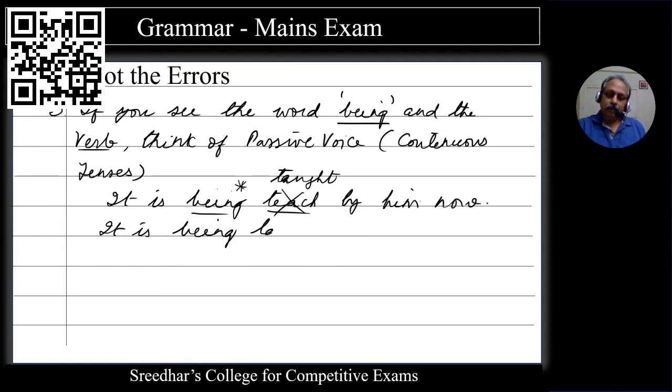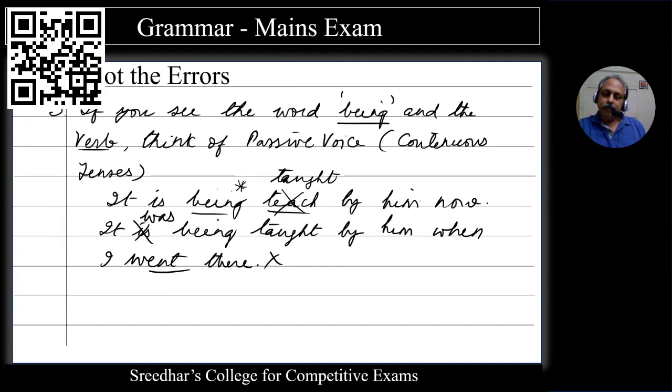It is being taught by him when I went there. When I went there, this goes into the past. When I went there, something was going on, and it is in passive voice. It is being taught by him when I went there: not correct. Here it should be it was. It is being taught by him now: yes, it is right. It was being taught by him when I went there. Very important, being is the clue.